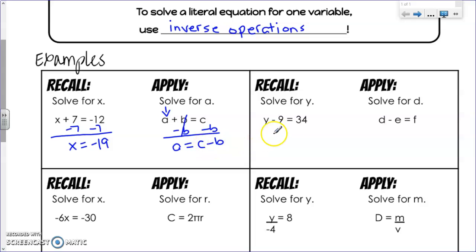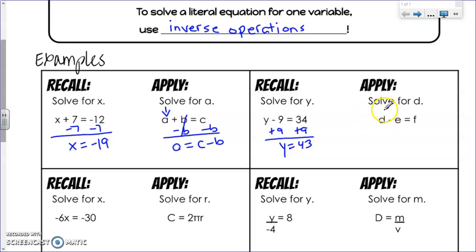Does that make sense? In this case, what would I do to solve for y? Add 9 to both sides, and y equals 43. Does everybody understand that part?